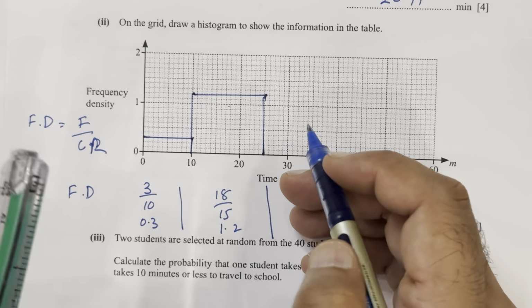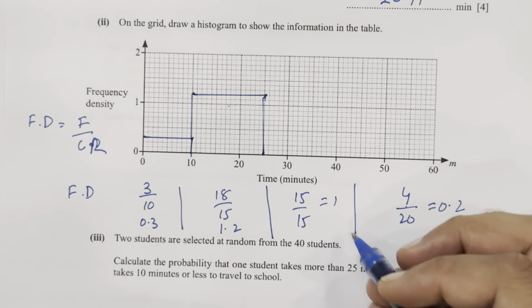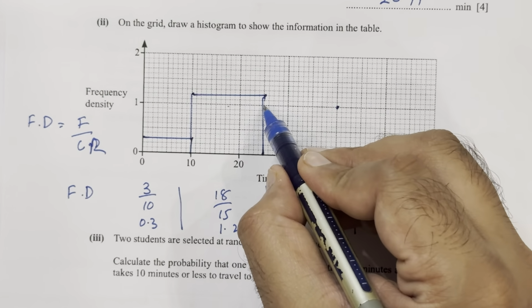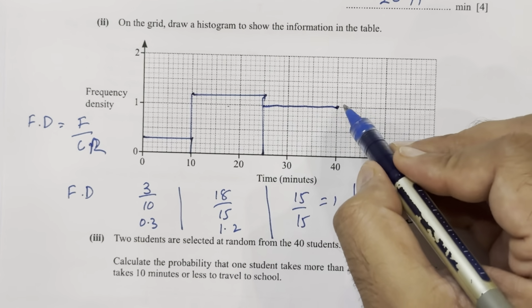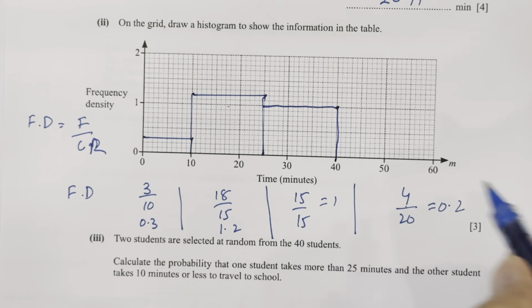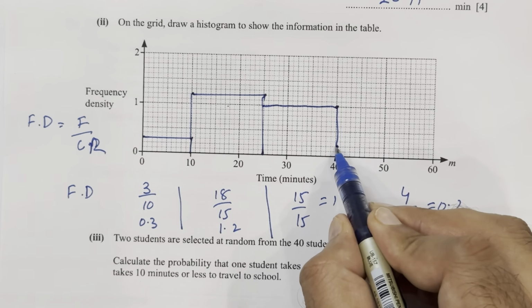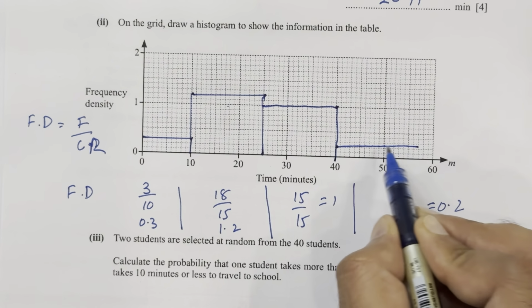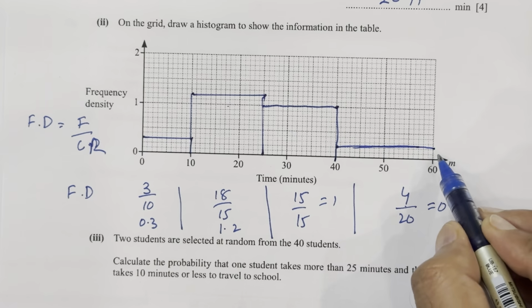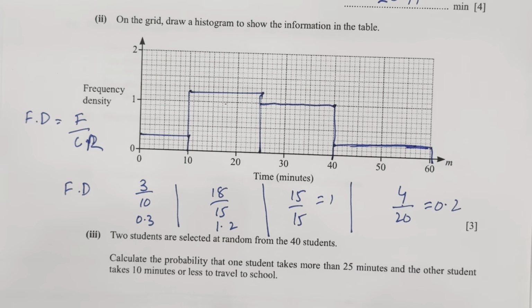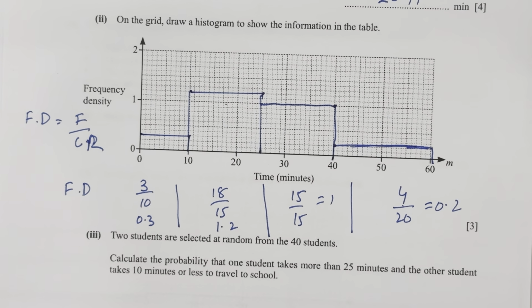For the next, 25 till 40 has the frequency density equal to 1. So you can plot 1 over here, and between 40 to 60 the value is 0.2. So you can plot 0.2 over here. So this is how you would complete the frequency density graph.